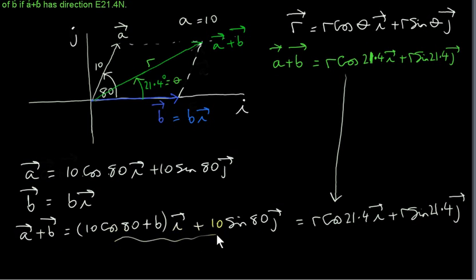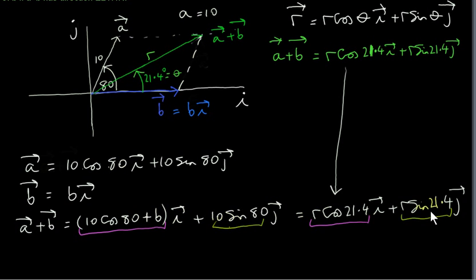We have two vectors that are equal to each other. The only way that two vectors can equal each other is if corresponding components are equal. In other words, the i component of this vector is equal to the i component of this vector, and the j components are equal. So we'll get two equations, and we can solve those two equations to find out what B is, or we can find out what r is as well. R, by the way, is the magnitude of vector A plus B. That's what we have to find.